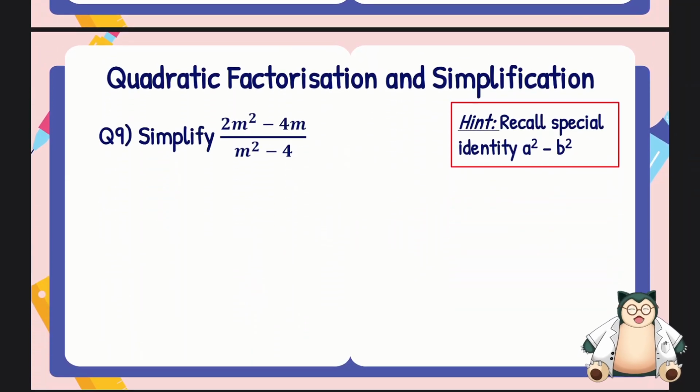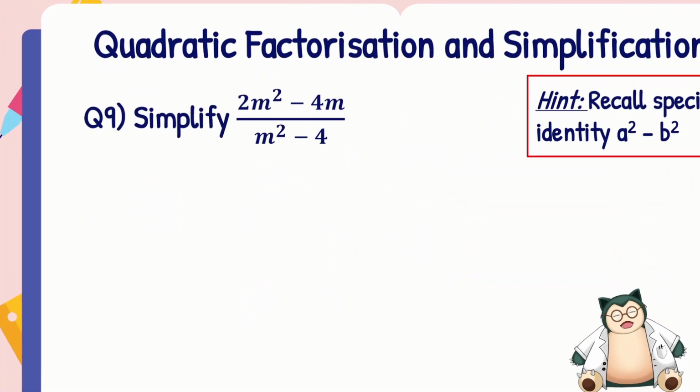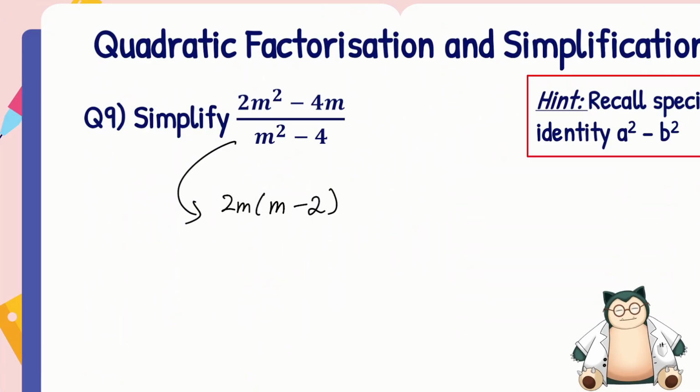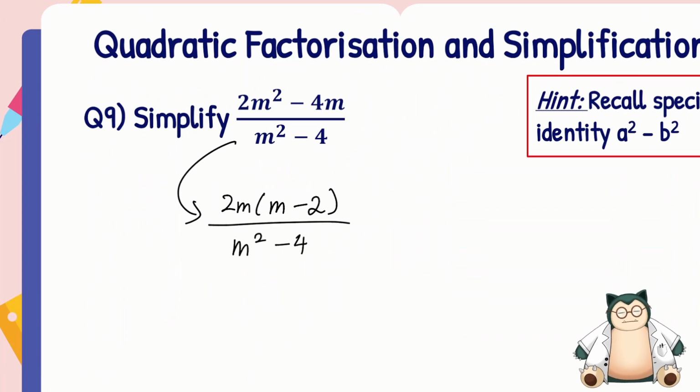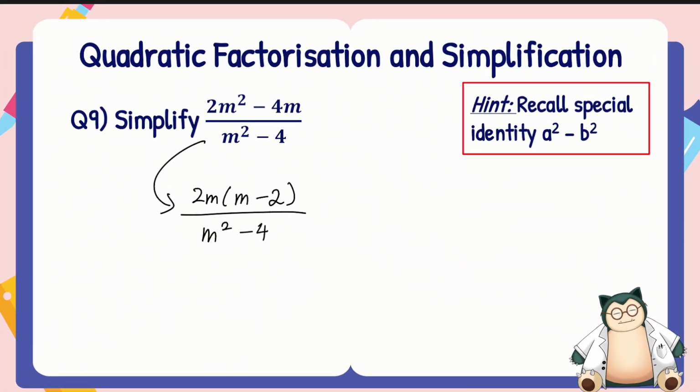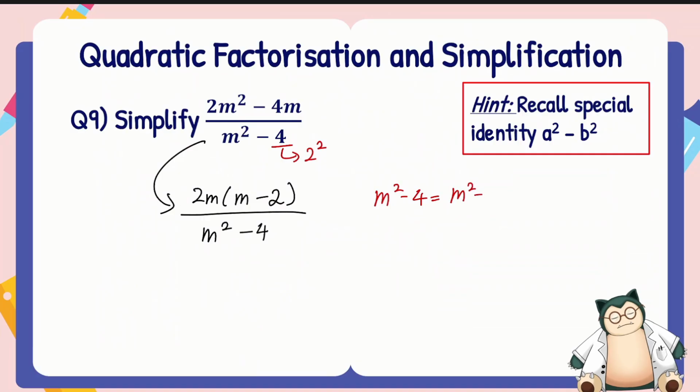Now, for the last question, we will be using a special identity. In the numerator, we can simplify by taking out 2 and m. So we get 2 times m minus 2. However, in the denominator, can we factorize this any further? There are no common terms, no variable or number. The coefficient is 1, so there's no common factor. What can we do? Remember, 4 is actually a perfect square of 2. So m squared minus 4 is actually m squared minus 2 squared.